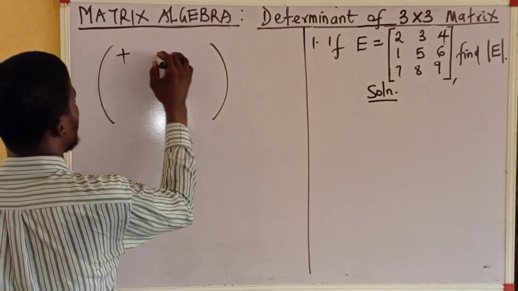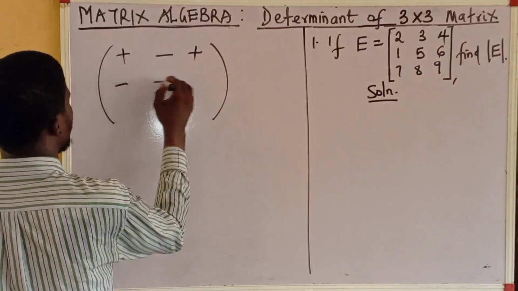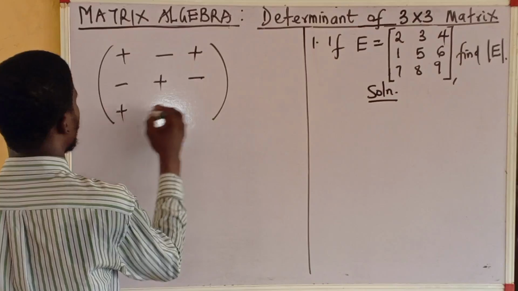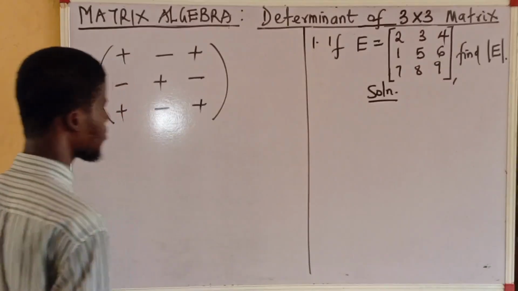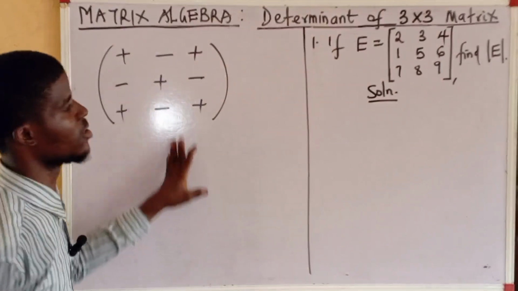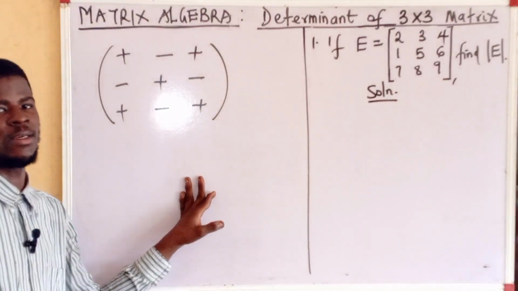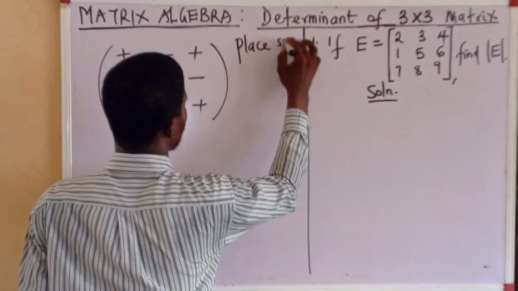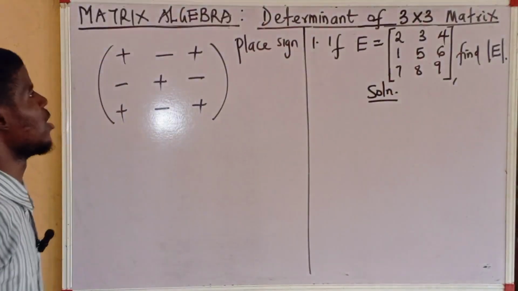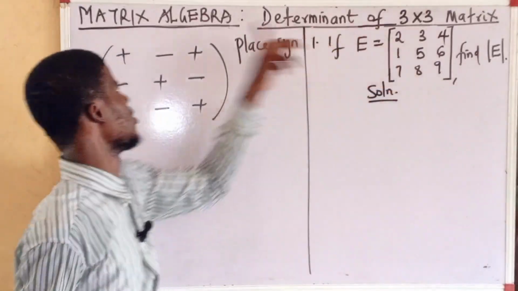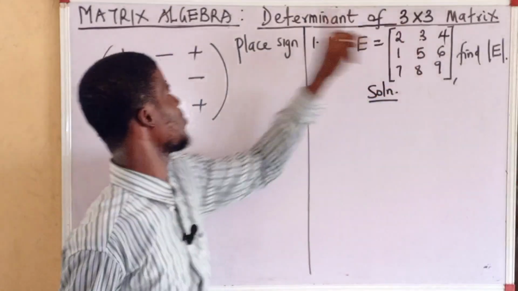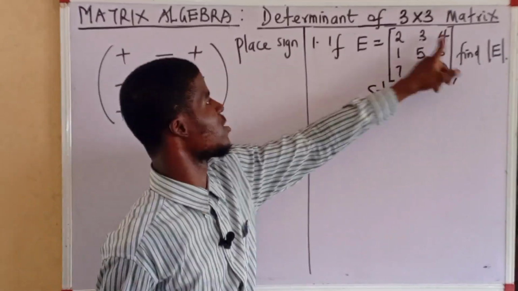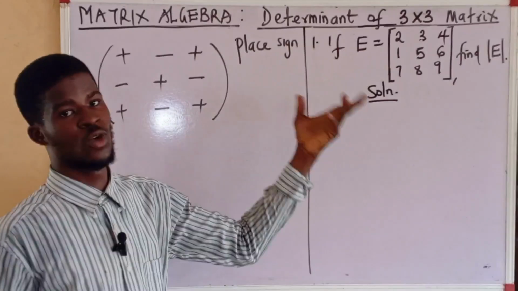Plus, minus, plus, minus, plus, minus, plus, minus, plus. Each element has a place sign. All right, I just said place sign. So 2 here has a place sign of plus, 3 has a place sign of minus, 4 has a place sign of plus, and so on and so forth.